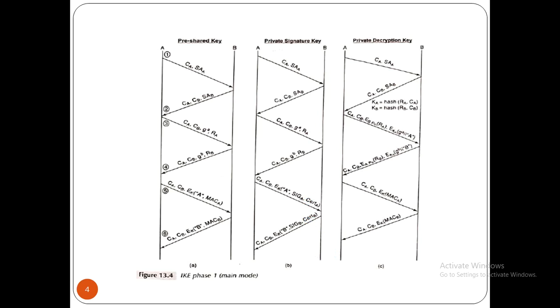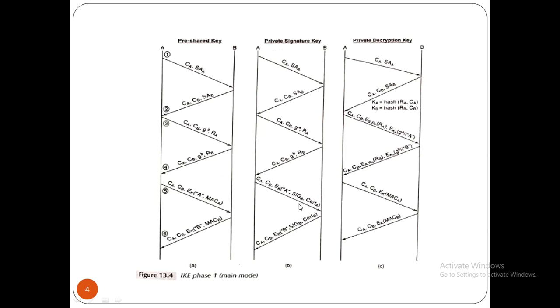Also, A and B dispatch their signing key certificates in messages 5 and 6, so the other party can perform signature verification. Here the difference is that the first, second, third and fourth messages are almost the same. The only change is in the fifth and sixth steps. As compared to the previous diagram, instead of MAC, we are using the digitally signed certificates. Instead of MAC A and MAC B, we are using the certificate of A and certificate of B, along with the private signature keys, that is SIG suffix A and SIG suffix B.